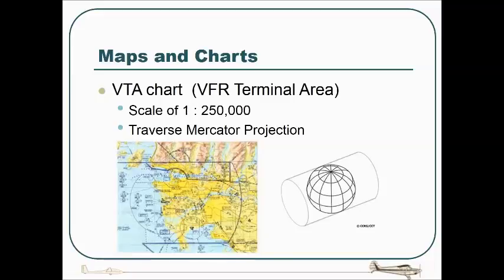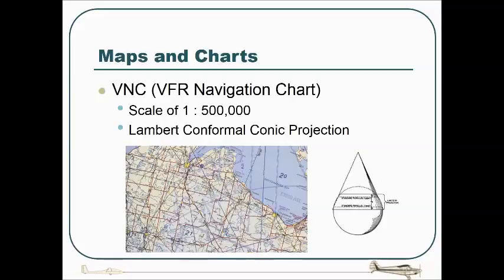And the way a transverse Mercator projection works is as if we put a huge cylinder of paper around the Earth and we projected the surface of the Earth onto that piece of paper. And this method works okay for small areas. The other option we have is a VNC chart, which is the visual navigation chart, which uses a scale of 1 to 500,000. And here we use a Lambert conformal conical projection.